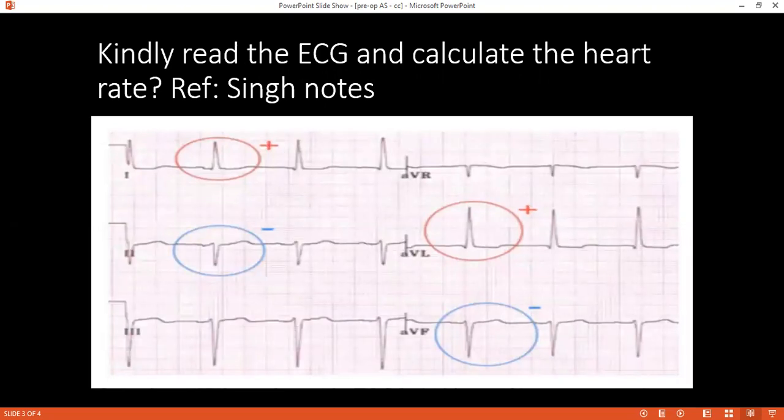Here there is an equal RR interval, so I will count the number of R's per large square. It's 1 and 2 and 3 and 3.5. I will divide 300 over 3.5, so it is around 90 or 80.